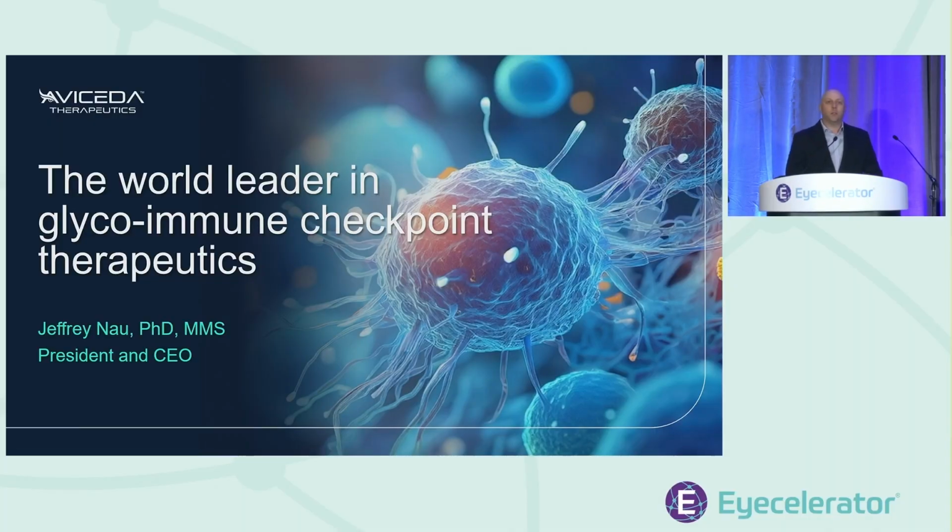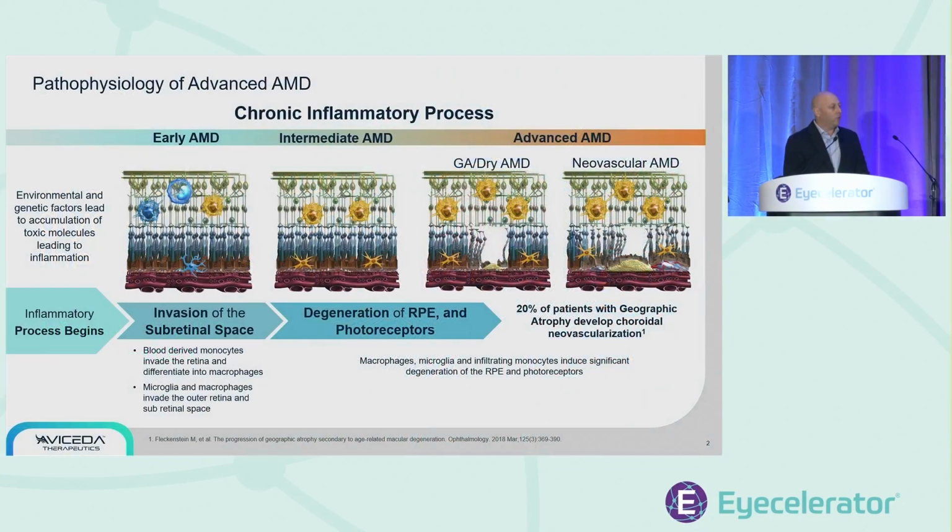What I'm going to talk about today is a new mechanism of action for addressing chronic immune disease, which is glycoimmune checkpoint therapy. When we think about geographic atrophy, we see this continuum of a chronic inflammatory process which exists in other diseases throughout the body, but we see environmental and genetic factors that ultimately lead to accumulation of toxic molecules. Then we have an invasion of the subretinal space with various immune cells. And so we need to really address this inflammatory component of the disease in order to be able to treat not only geographic atrophy, but to stop patients from progressing to neovascular AMD.